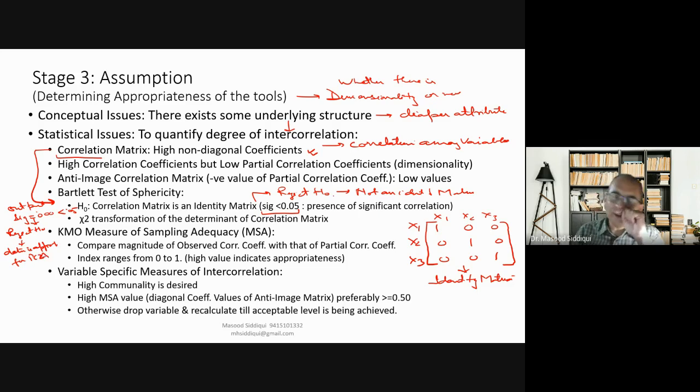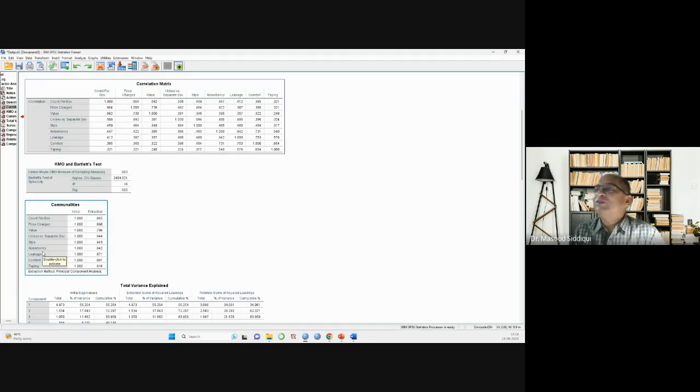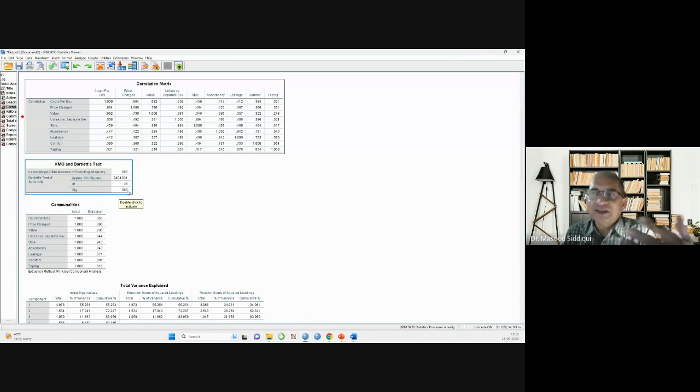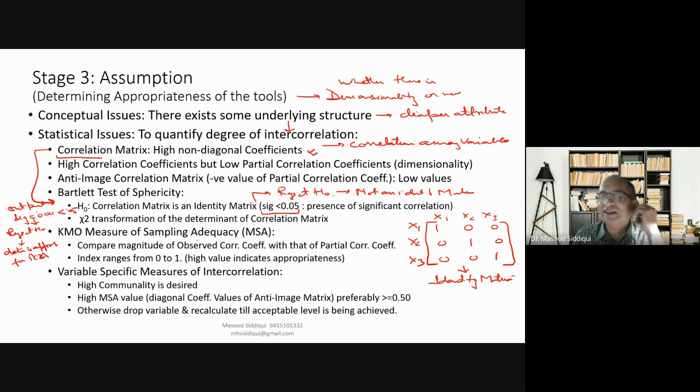Is that okay? Or any question you would like to ask? Obviously, if the p-value is greater than 0.05, we are not rejecting H naught, and not rejecting H naught means we can say that the correlation matrix is an identity matrix. So there is zero correlation, there is insignificant correlation. So our data is not appropriate for factor analysis. But it is not the case here. So we can say that our data is appropriate for principal component analysis or factor analysis. Is that okay?